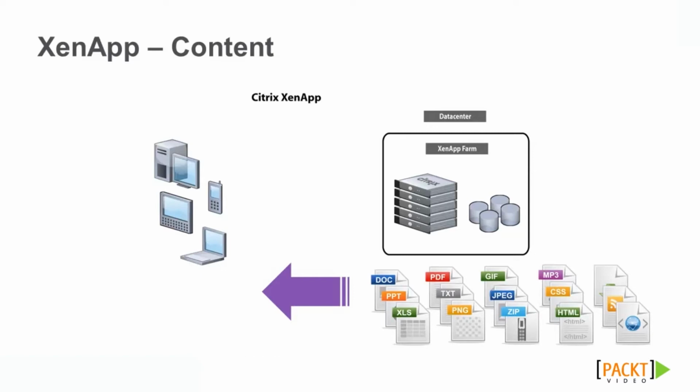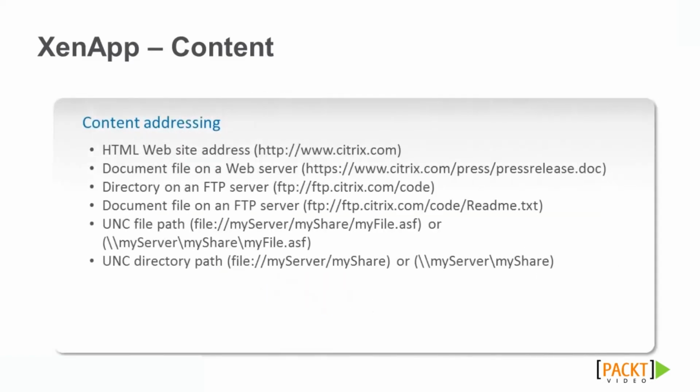Accessing published content with local client desktops does not use XenApp resources or licenses because local viewer applications do not use XenApp sessions to display the published content. When you publish content, you need to specify the location using address formats such as the following. For HTML websites, documents, FTP server directories, documents on FTP servers, or file share paths or directory paths.